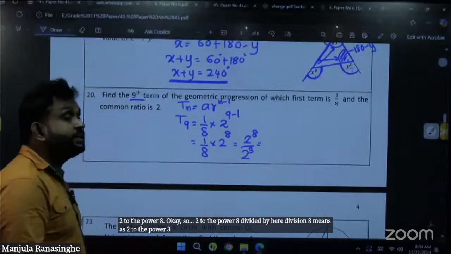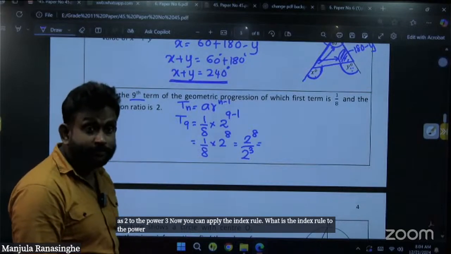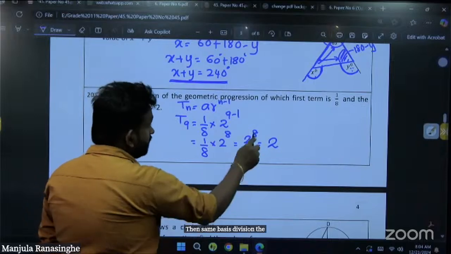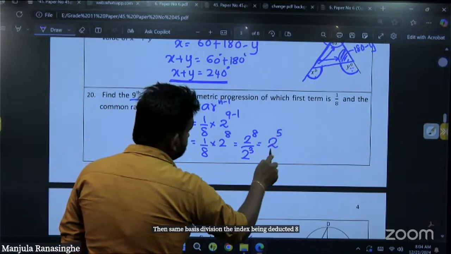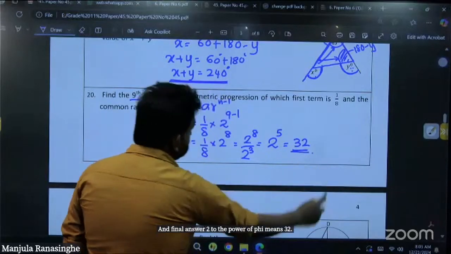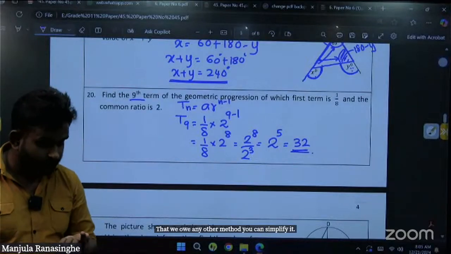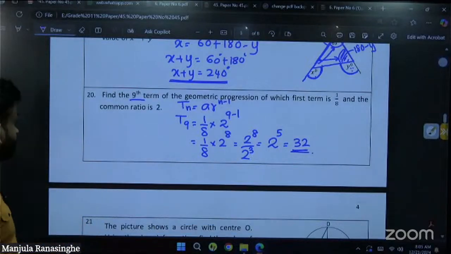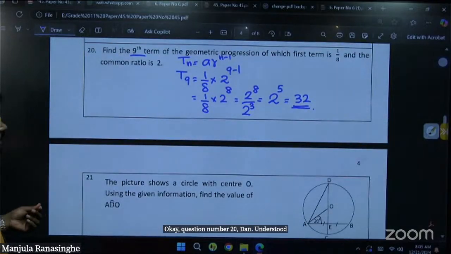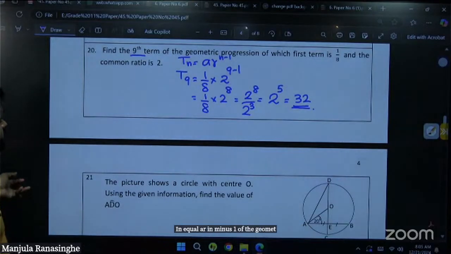Now you can apply the index rule. What is the index rule? 2 to the power 8 divided by 2 to the power 3. With the same base in division, the indices are subtracted. 8 subtract 3 gives you 5, so 2 to the power 5. And the final answer, 2 to the power 5, means 32. In that way, or any other method, you can simplify it. Okay, question number 20 done. Understood? The answer is 32, right? Tn equals ar to the power n minus 1 of the geometric progression.